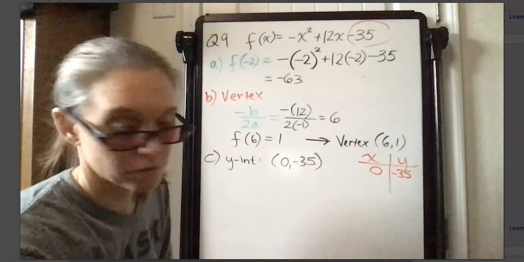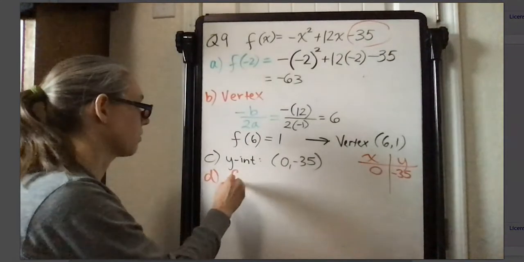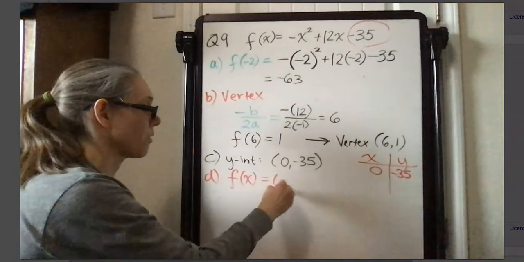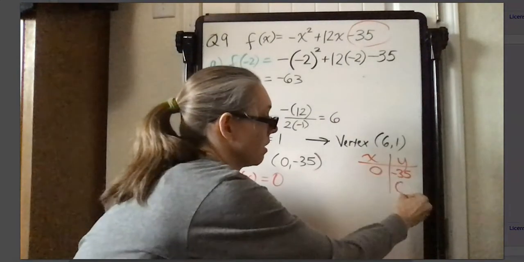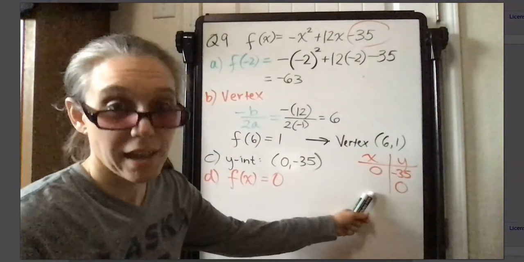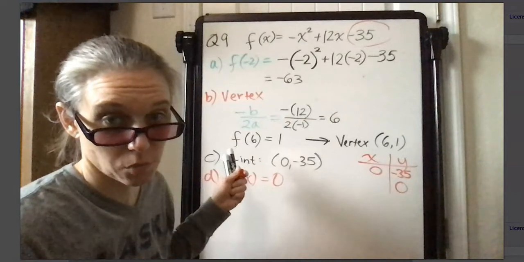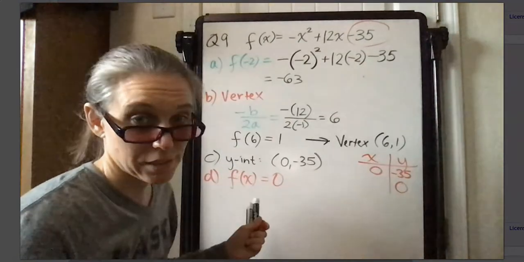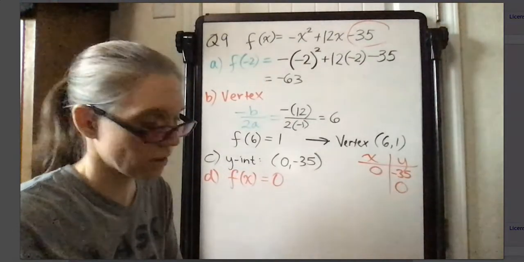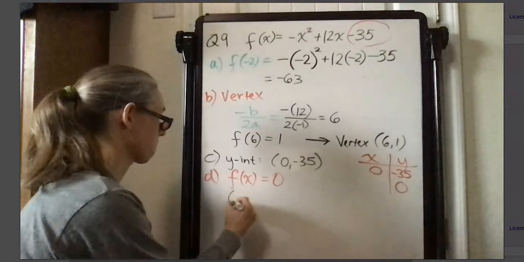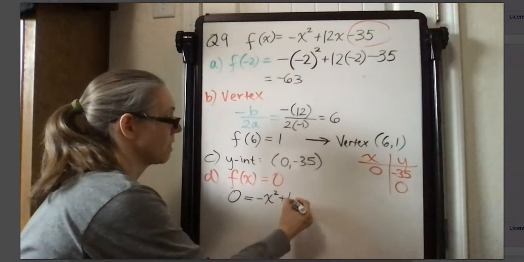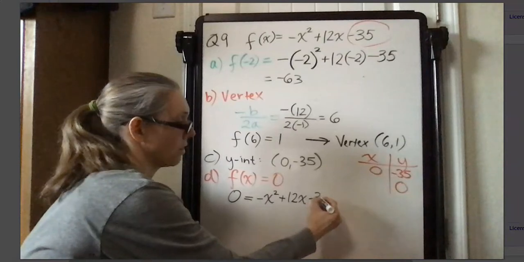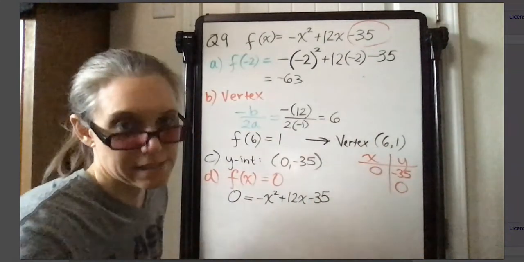So that's the y-intercept. For part D, you want to find the values of x that make f(x) equal to 0. That's a fancy way of saying find the x-intercept. So part C is for the y-intercept, part D is for the x-intercept. So now we're going to set our equation equal to 0. Now, it's possible that this factors, and it's possible that it doesn't.